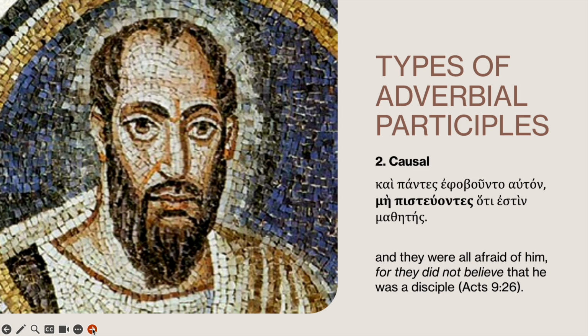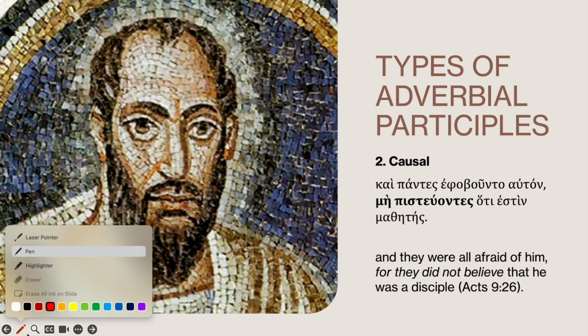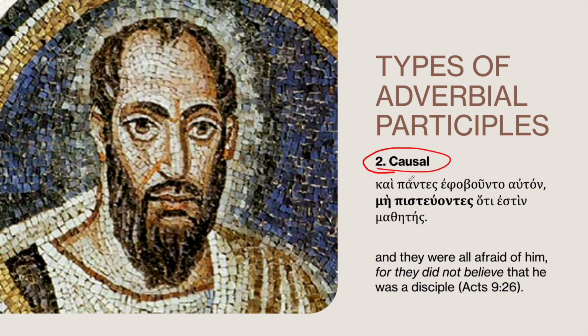Another type of adverbial participle is causal, and that is when the participle is telling you the cause for the action of the main verb, why the main verb is happening. Here's an example from Acts 9. Kai pantes ephobounto auton me pisteuontes hoti estin mathetes. Context: Paul has just converted to Christianity. The persecutor of the church has just become a Christian, and there was a bit of suspicion around Paul because he had been such a force against the church, and now he was very much serving the Lord. So this is describing the reaction of some of the believers in the church.